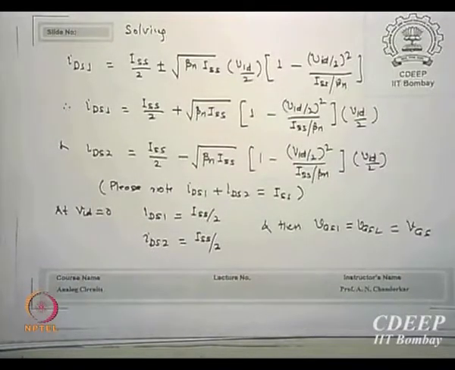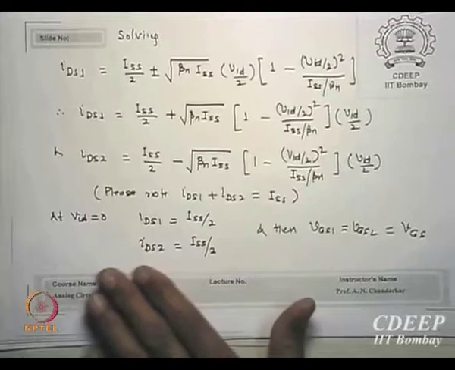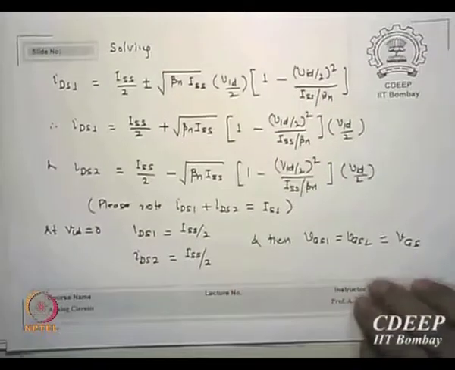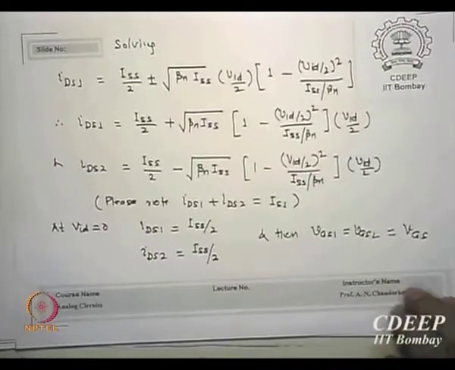I want to know how much VID I should be allowed for such a condition to be met. Please note down this one interesting condition which we got: IDS1 is ISS by 2 when VID is 0.